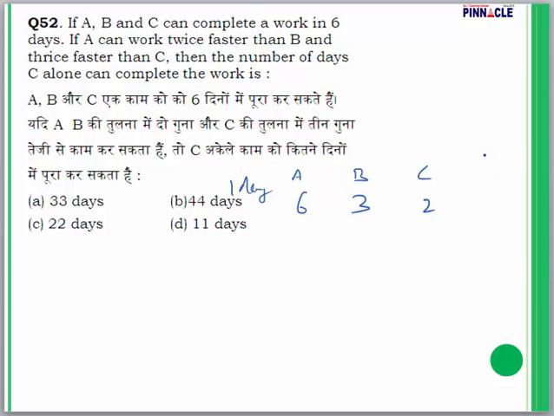Now take the LCM, here 12. Take the total work as 12, and A is doing 6 units a day. Take the total work, because this is 1 day work and they are completing in 6 days. It means 6 plus 3 plus 2, that is 11, 11 into 6, total work is 66, because they are completing the work in 6 days. Now C will do the work in 66 by 2, that is 33 days. Alone C will complete in 33 days.